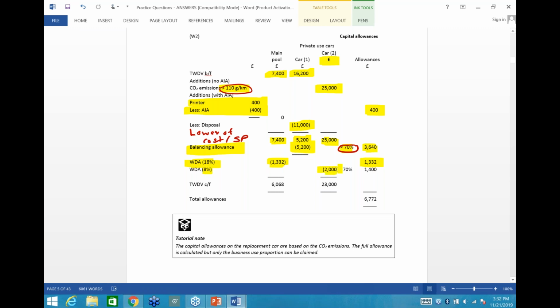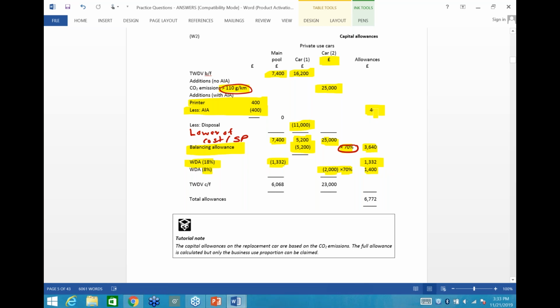But again, don't forget, I cannot claim the full amount, 2,000 pounds, as the car is used 70% for business purpose and 30% for private use. Only 70% I can claim as capital allowances. So this is how you deal with private use of an asset by the owner. This is only relevant when you're doing the computation for an unincorporated business. For a company, there's nothing called private use adjustment.